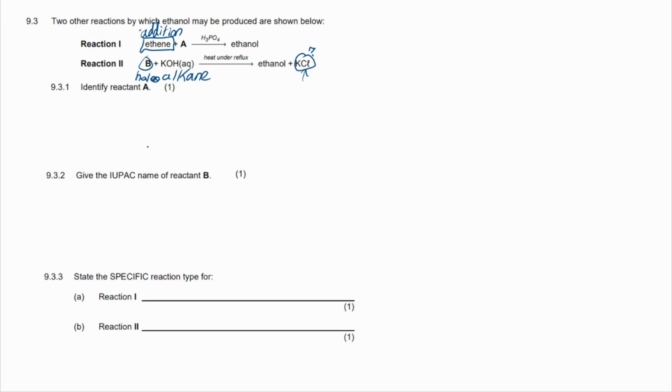Identify reactant A. So ethene plus A gives us ethanol. So ethene before didn't have oxygen, but now ethanol has oxygen. So what is a common thing that has oxygen that we use in organic reactions? Water, steam, H2O. Okay, then for 9.3.2 they say give the IUPAC name of compound B. Well, this thing here on the left was a haloalkane and it had one chlorine, so it has to be chloroethane.